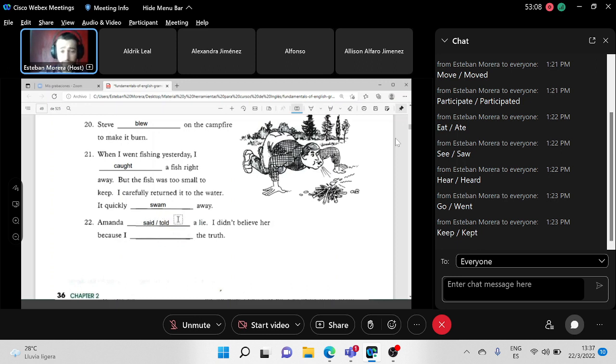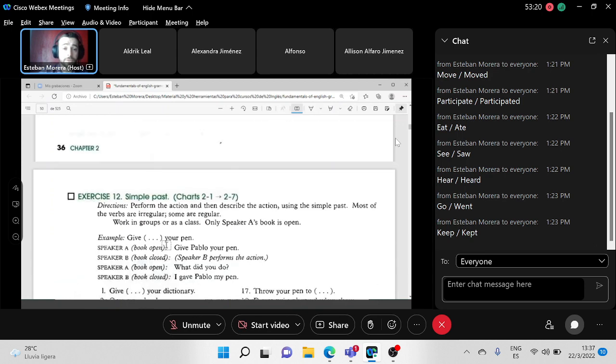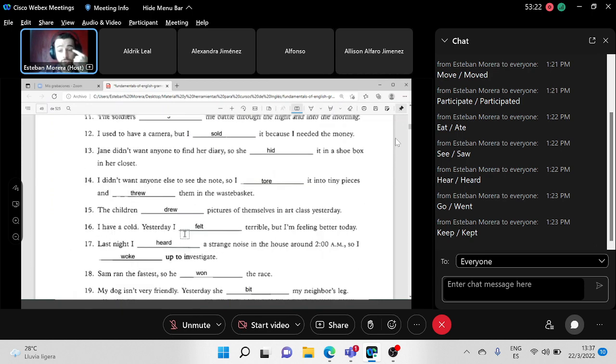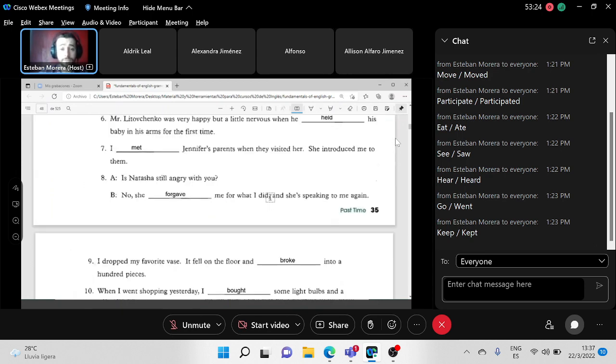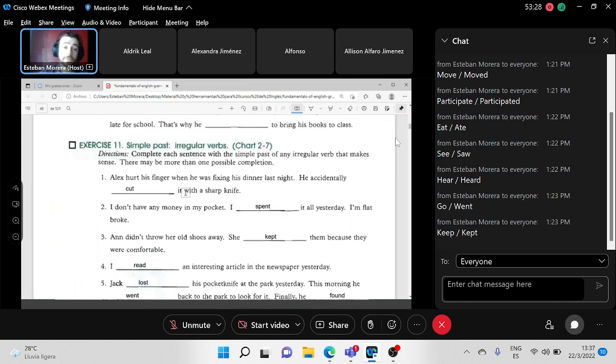Told is the past tense of tell. We can use tell in the present, told in the past tense. And in this case, we can use the past tense of know, which is knew. Know in the present and knew in the past. So guys, these are just some examples of irregular verbs in the past tense.